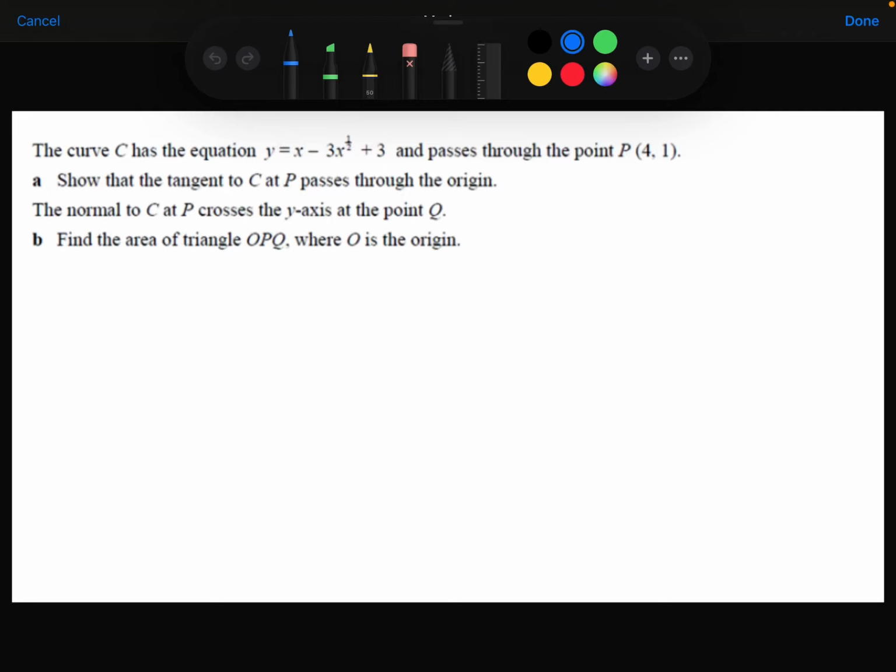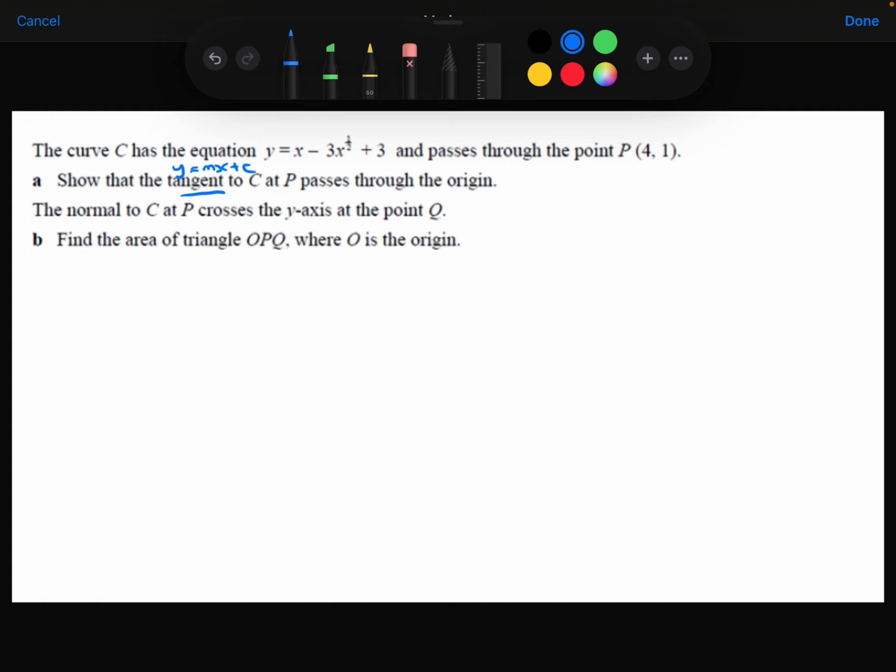The curve C has the equation y equals x minus 3x to the power of a half plus 3 and passes through the point P, which is (4, 1). We need to show that the tangent to the curve at P passes through the origin. So tangent, I'm thinking y equals mx plus c.